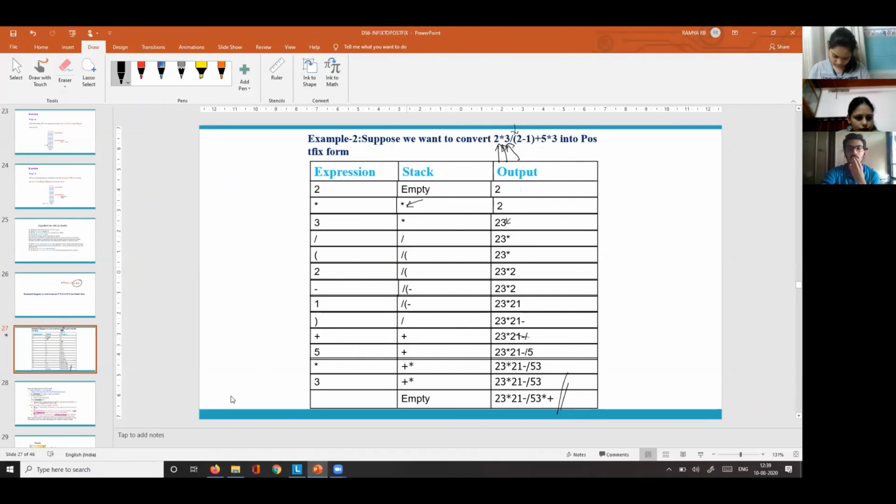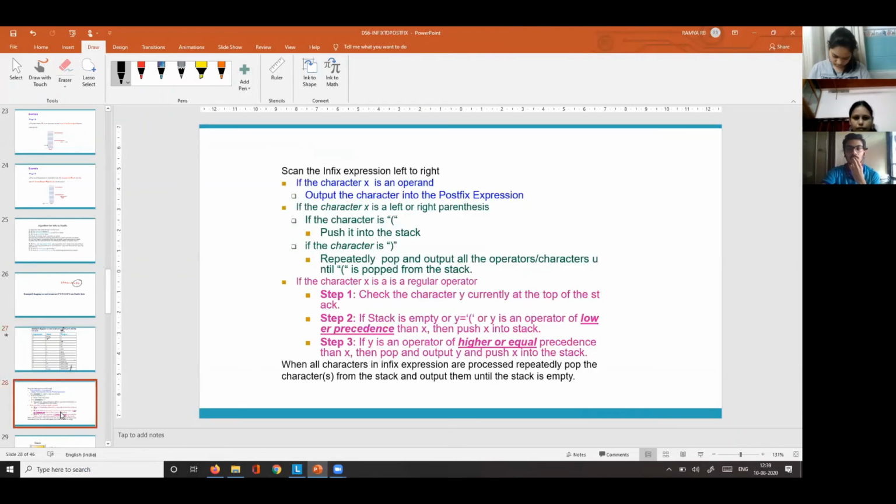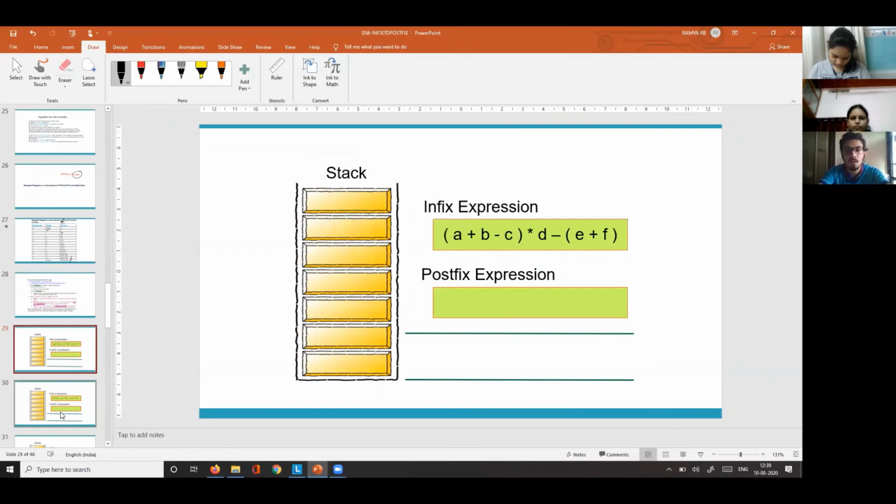Okay ma'am. Now we'll solve one more example. So this is the infix expression which we want to convert to postfix. अगर अभी भी ऐसा कोई है जिसको समझ में नहीं आया है, please pay attention. So we'll scan from left to right, which is the first character. Wait, I'll make this full screen.